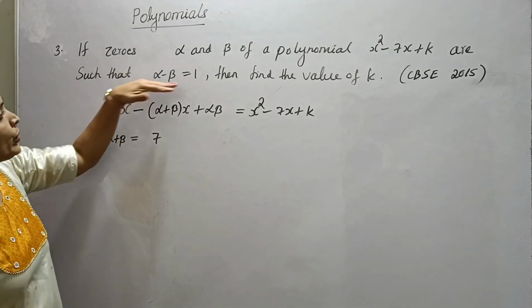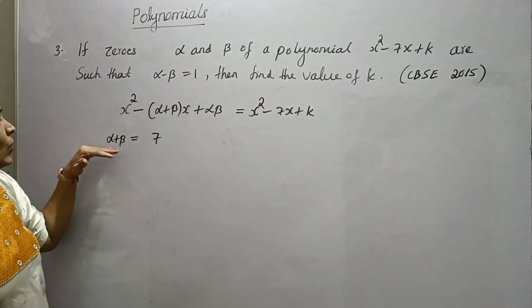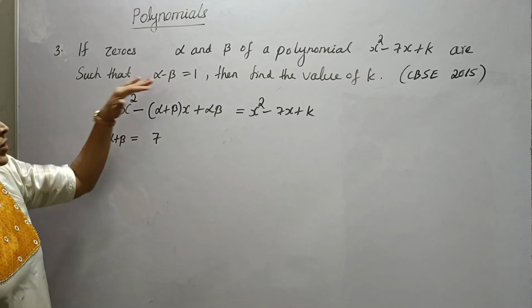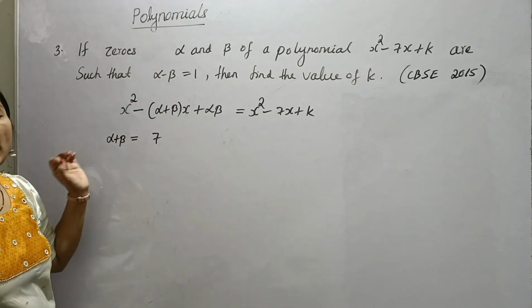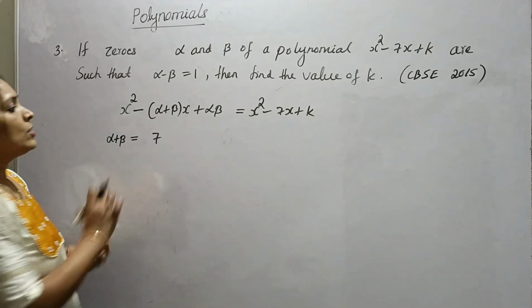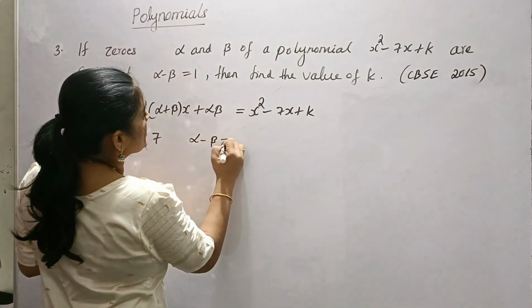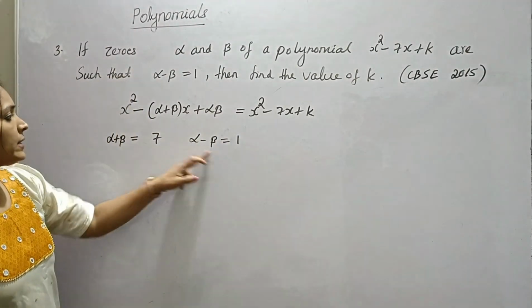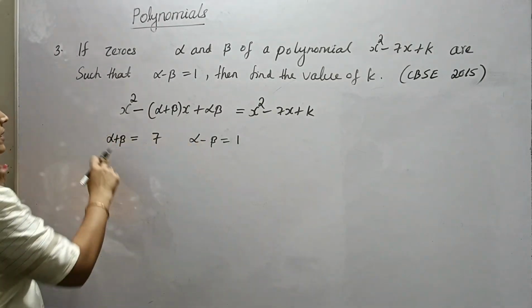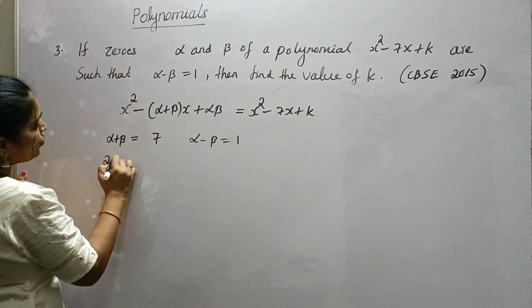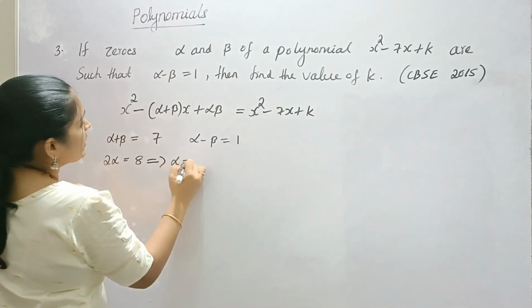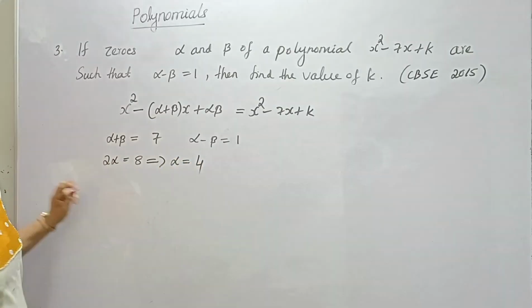See, here we have two equations: alpha minus beta is equal to 1 and alpha plus beta is equal to 7. So from these two equations, we will get the values of alpha and beta by solving them. Add these two equations so that beta will be cancelled. So alpha plus alpha, 2 alpha, is equal to 7 plus 1, 8. That implies alpha is equal to 4.